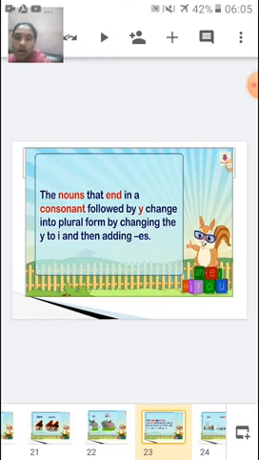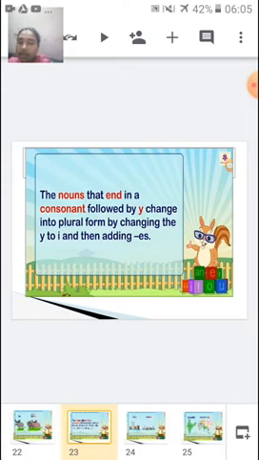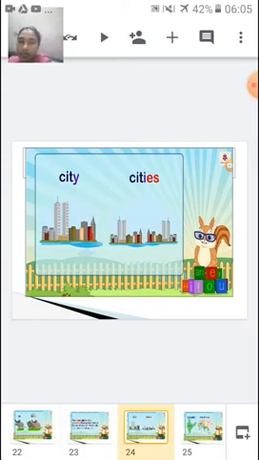Okay, so when a consonant is followed by Y, you change it into plural form by changing Y to I and then adding ES as a plural indication. Let us see the example. For example, I take city. Here Y is being converted into IES, and T is a consonant. So let me repeat, city will become cities.